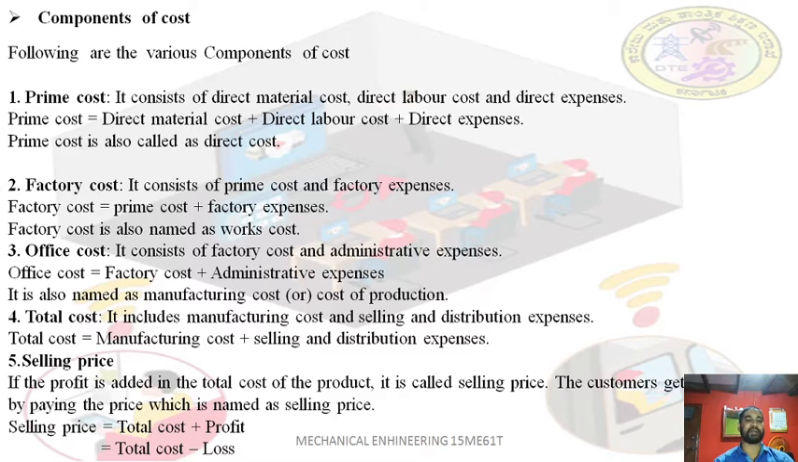So next is the selling price. After adding all the costs, the total cost, you will add the profit. If you add profit to the total cost, then it will become the selling price. And sometimes losses also occur. If you deduct the loss from the total cost, then also it will become the selling price. If profit is occurring, then you have to add it. If a loss is coming, then you have to deduct it from the total cost. So selling price is the total cost plus profit or minus loss.